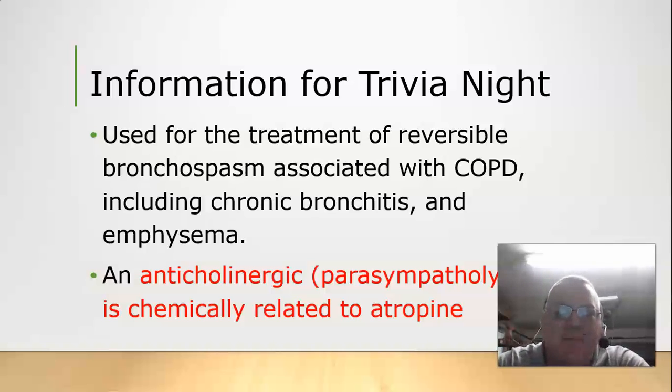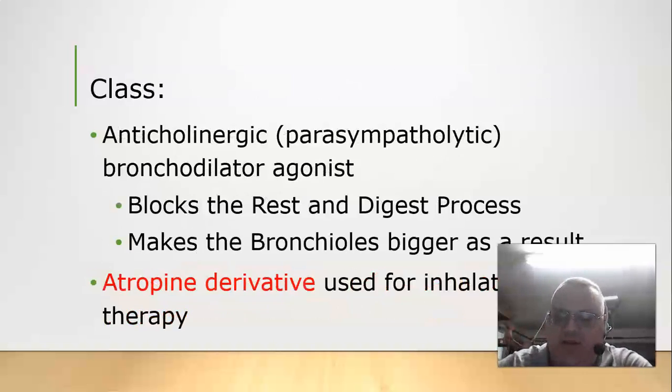And again, it is chemically related to atropine, so it's kind of got all of its bad side effects, if you will. As we know, we use atropine for speeding up heart rates for bradycardic patients in a sinus rhythm. So obviously, you can pretty much guess that this drug speeds up the heart rate, and we'll talk about that when we get to the side effects of it. So again, it's an anticholinergic, and it's a bronchodilator, so it's going to help open up that lung tissue. It dilates the bronchioles, especially when they're really tightened down. So it blocks that rest and digest process, and it makes the bronchioles bigger as a result.